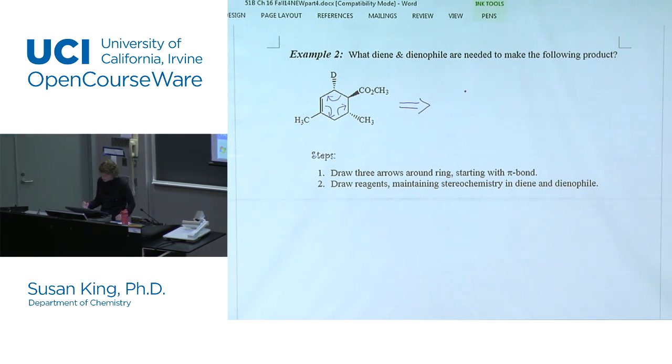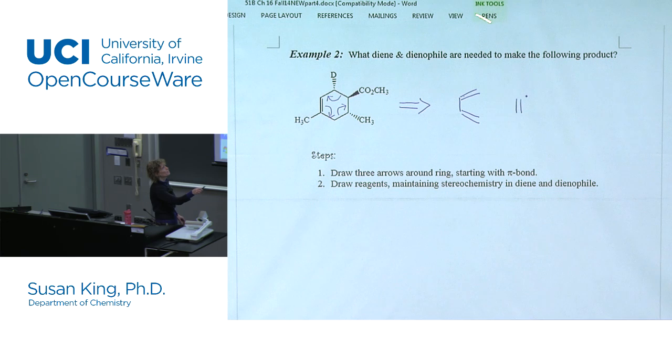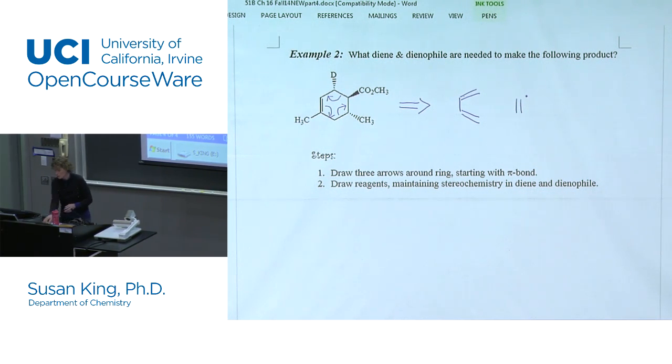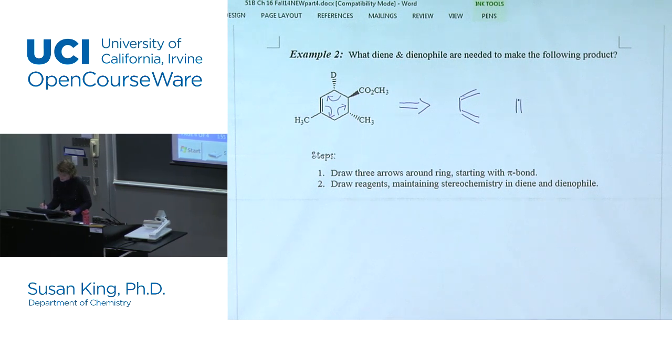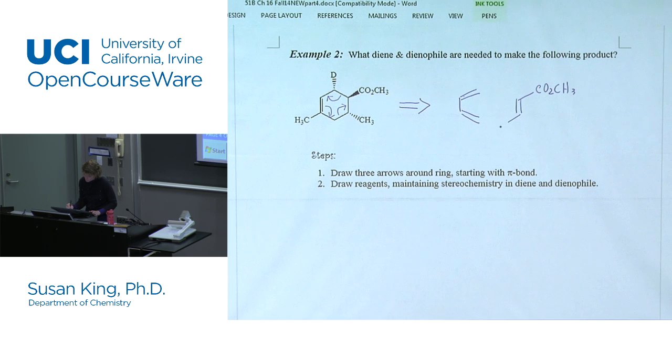So let's draw our skeleton, and then we'll look at where we could get the correct stereochemistry. So here's our diene. Here's our dienophile. So notice that on our dienophile, this group and this group are on opposite sides. That means that they'll have to be trans to each other on the dienophile. So here's the dienophile. They're trans. Has to be, because they're on opposite sides here.